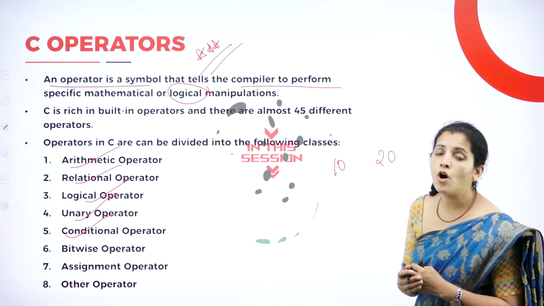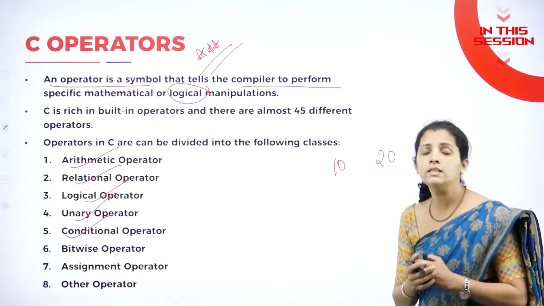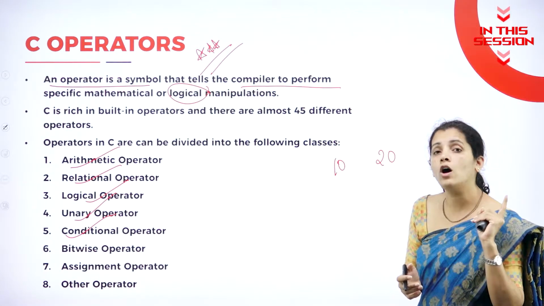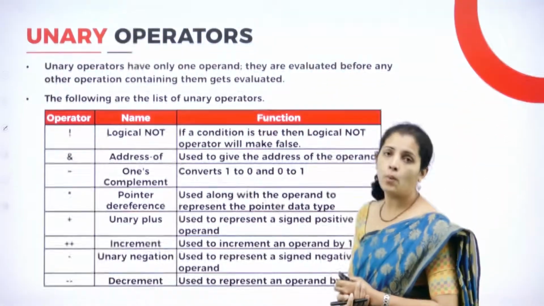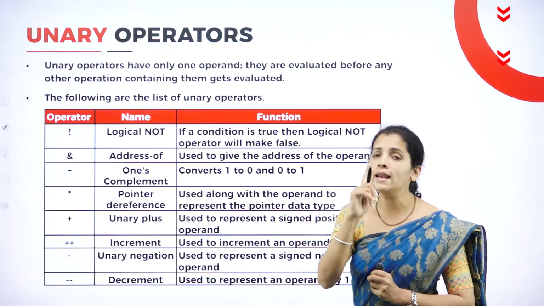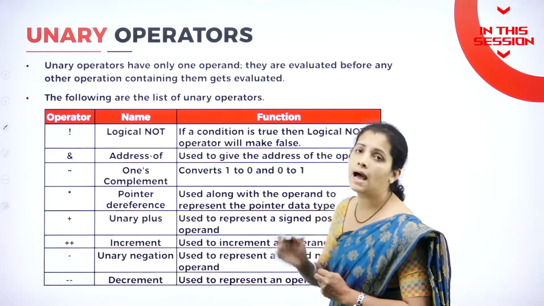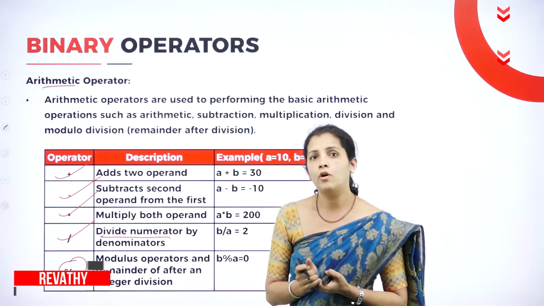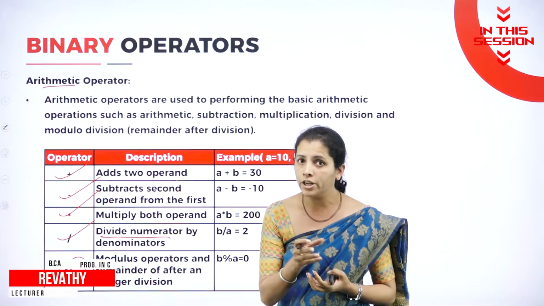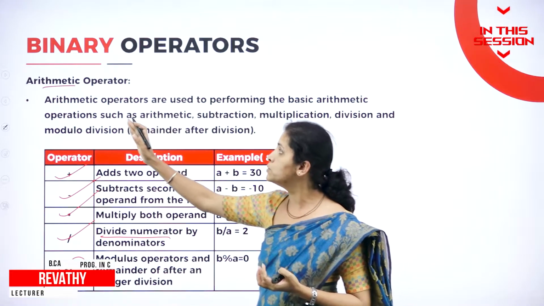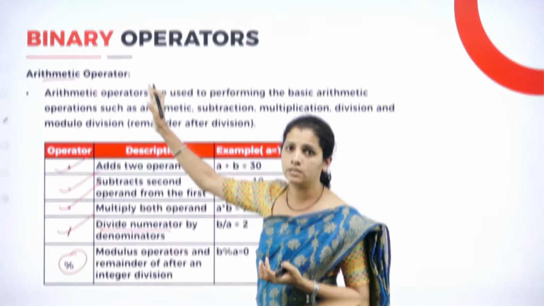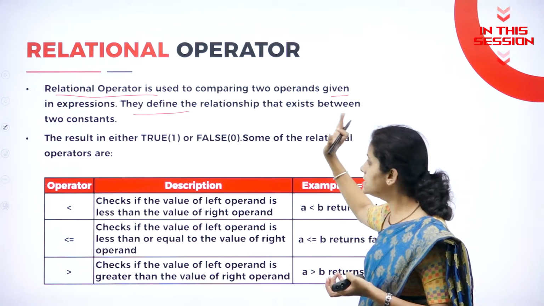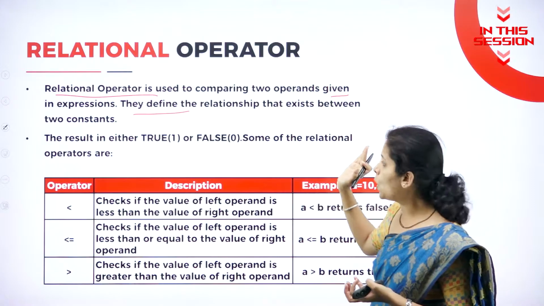I want to perform addition operation. What is this addition? That is nothing but plus symbol or plus operator. When I'm having only one operand, then it is termed as unary operator. If I want to perform any mathematical operations, at that time I can make use of arithmetic operators. It's mainly used to define the relationship that exists between two constants.